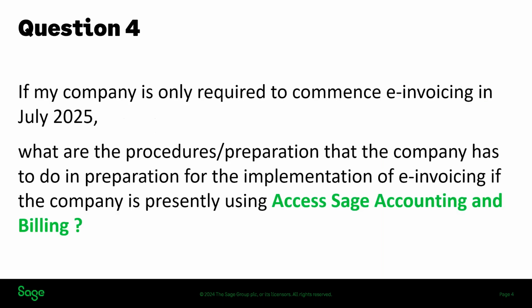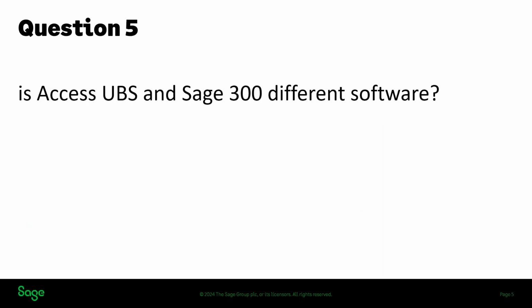Another question is whether Access UBS and Sage 300 are different software. Yes, they are different. Like what Richard mentioned to the customers using UBS, we are a different software. So if you are interested in how Sage 300 uses e-invoicing to manage the backbone of the business and the mandatory compliance for Malaysia, reach out to us about the survey, and we can come back to you on how and what we can help with together.